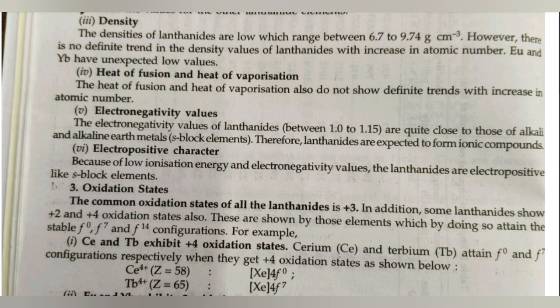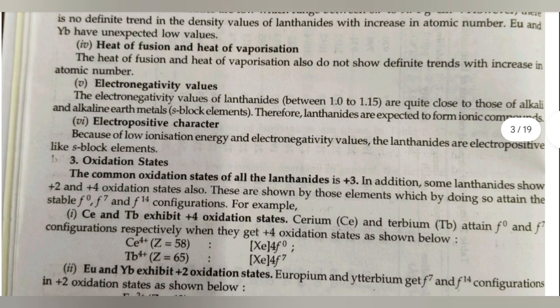However, there is no definite trend in the density value of lanthanides with increase in atomic number. Europium and ytterbium have an expected low value. Fourth is heat of fusion and heat of vaporization. The heat of fusion and heat of vaporization also do not show a definite trend with increase in atomic number.